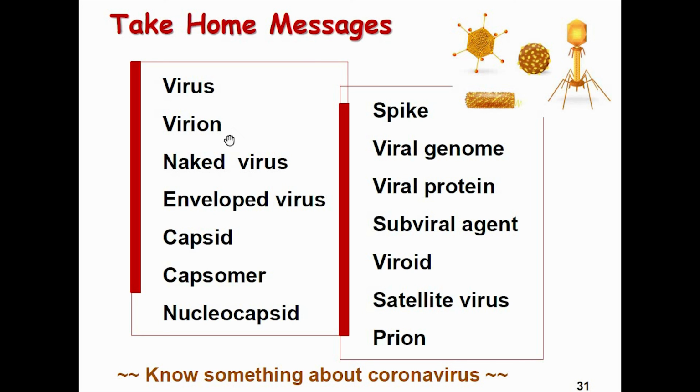So yeah, we learned about virus, virion, naked virus, enveloped virus, then capsid, capsomeres that make the capsid, and nucleocapsid. Spike is the outermost layer of the envelope. Then the viral genome and genes. After that, proteins: structural and non-structural protein. Then the subviral agents: viroids, virusoids, prions.